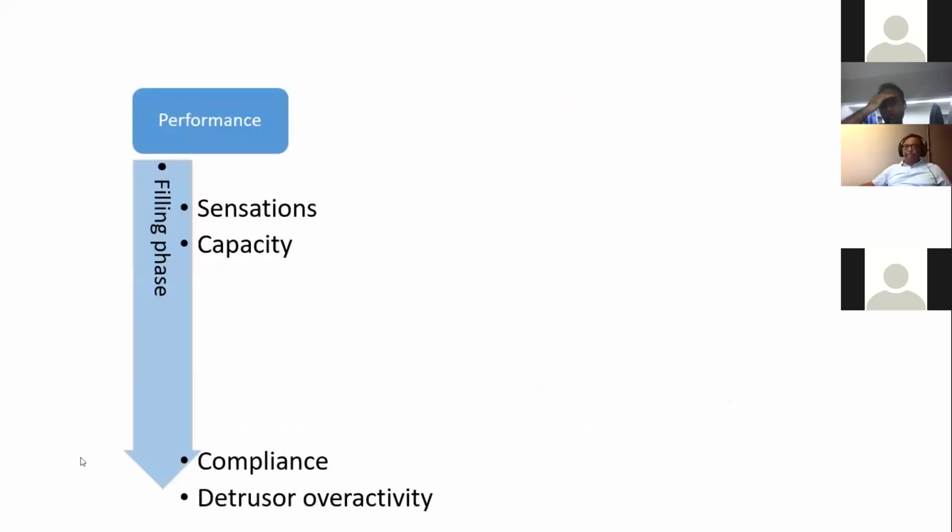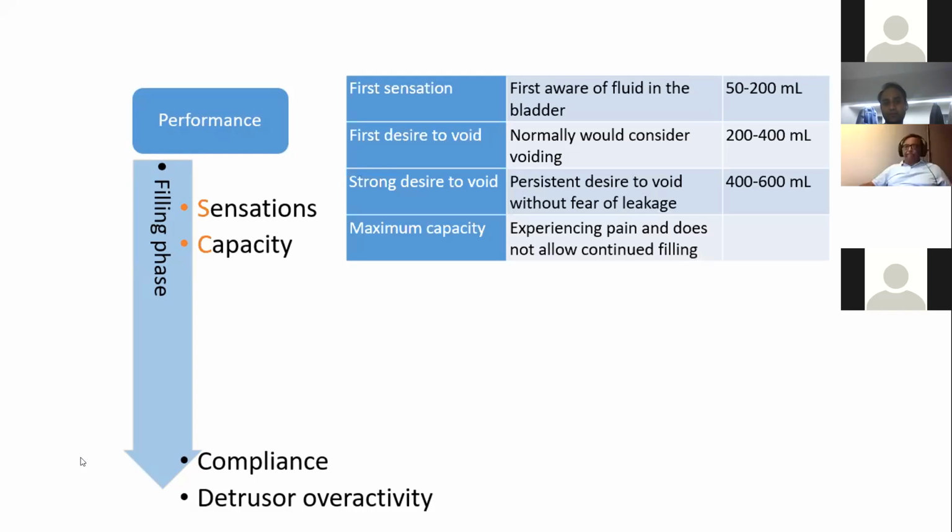So you need to know what are the things that you need to look for in the filling phase. And basically there are 5 things that we need to look at. One is the sensations, whether the sensations are intact or not. The other is the capacity. Then you have the compliance and the detrusor overactivity.